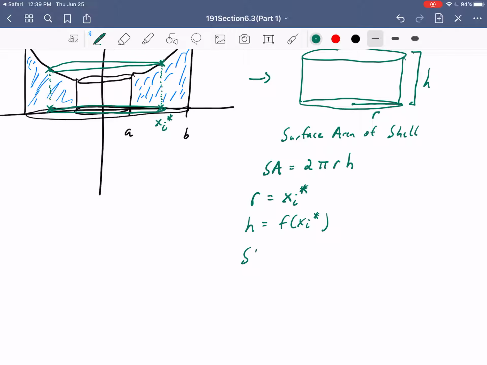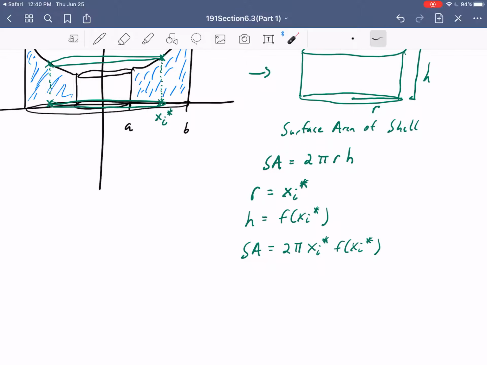So that tells us that the surface area, if we were to write it out in terms of the x and the function, would be 2 pi x_i star f of x_i star. Then, of course, if that's our surface area, then if we stack all those areas together, that gives us approximately what our volume is going to be. If we then take that as a Riemann sum, again, we're not going to go through the full Riemann sum derivation here, but this would be converted into our actual integral.